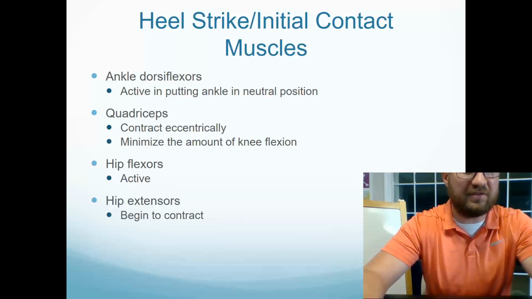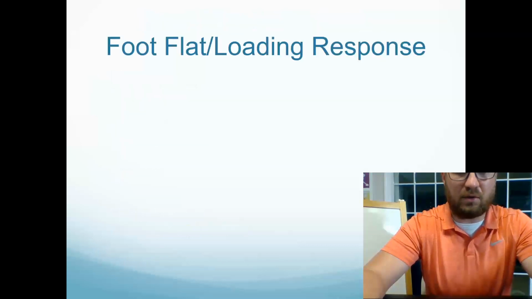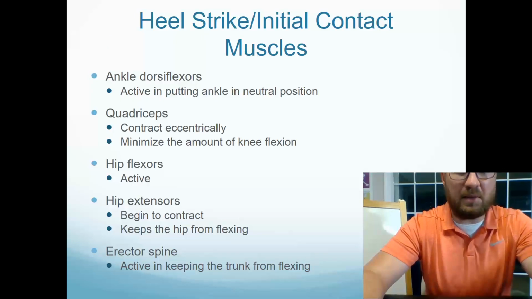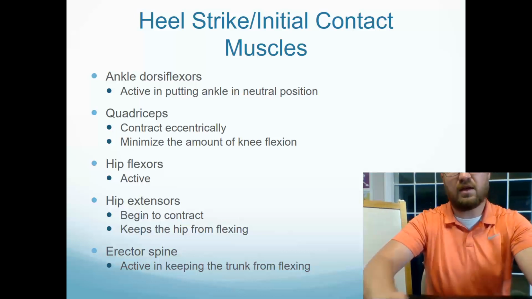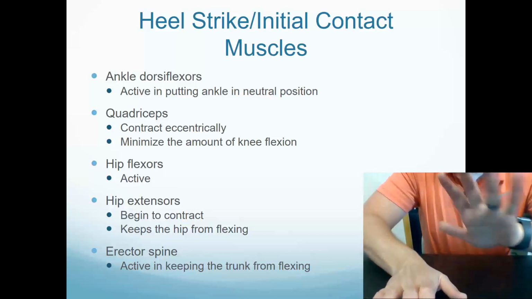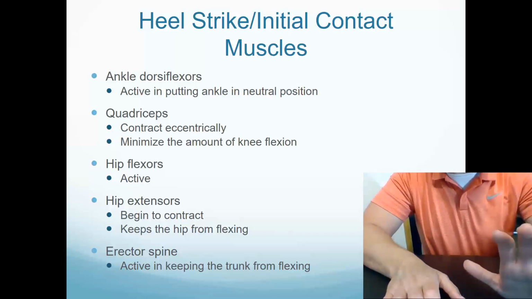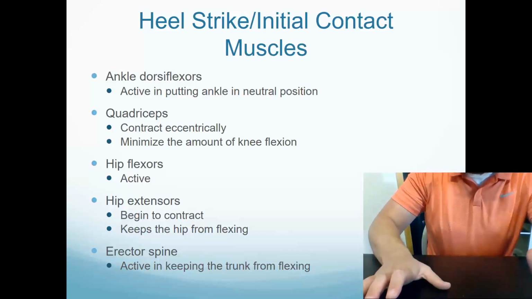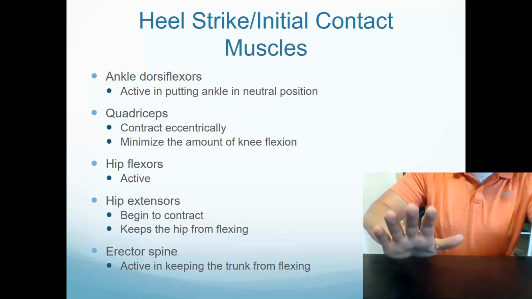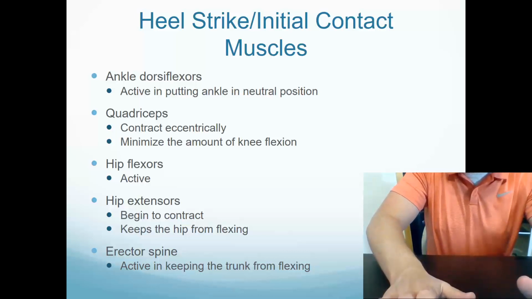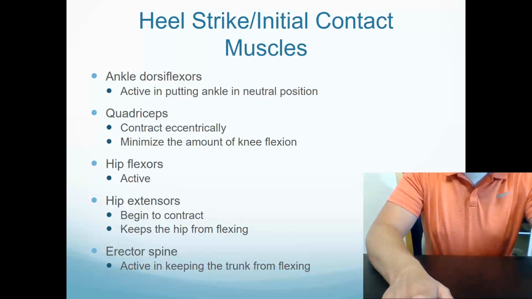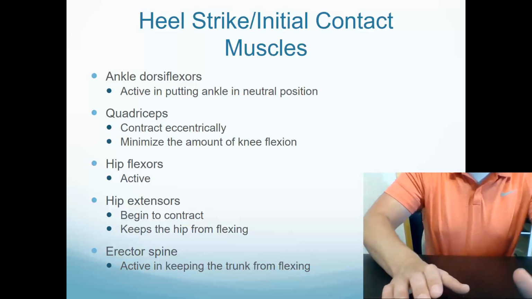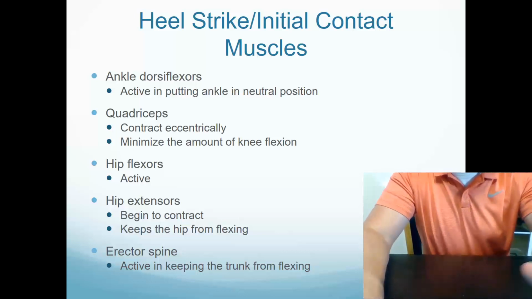Our hip flexors are active, meaning they're firing, and our hip extensors are beginning to contract to keep the hip from flexing. And our erector spinae are active in keeping the trunk from flexing. It's kind of like we hit the ground and we don't want our trunk to fall forward, because that would be bad. So our trunk extensors fire, like we talked about during our hippotherapy video that we saw, right? Foot hits the ground, there's a little bit of a deceleration moment, and if our trunk erectors weren't kicked in, it would kick us forward, and that would be bad.